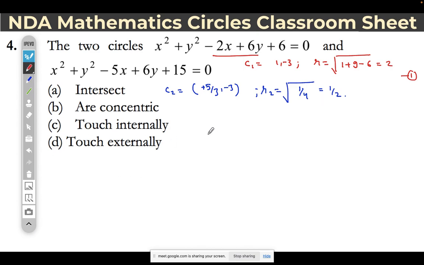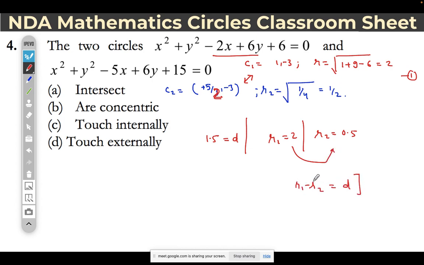Hence D, the distance between the centers, is 5 by 2 minus 1. Sorry, it is 5 by 2, right? 2.5 minus 1 is 1.5. 1.5 is the distance. The radius of circle 1 is 2. Radius of circle 2 is 0.5. So R1 minus R2 is equal to D, which means internal touch. Clear? Okay, sir. Yes or no?